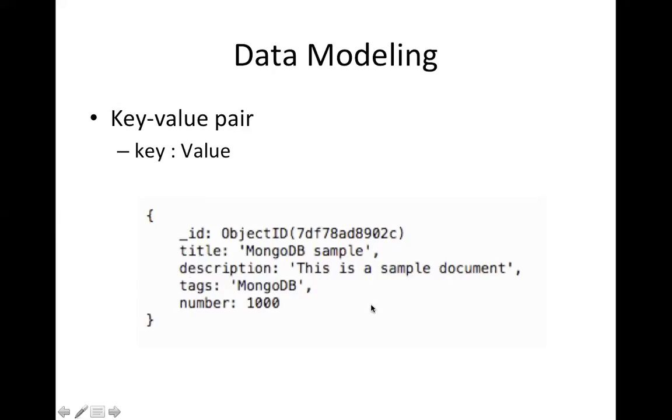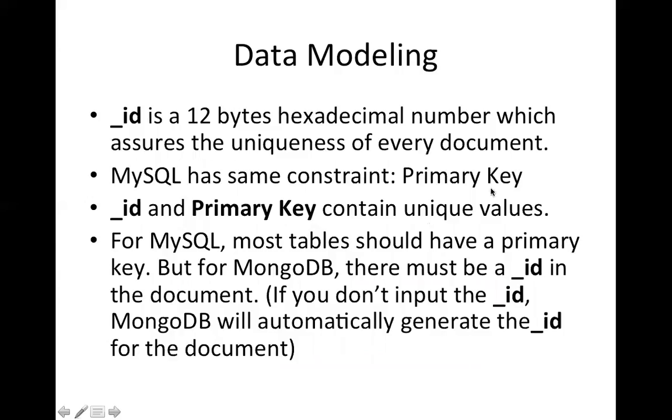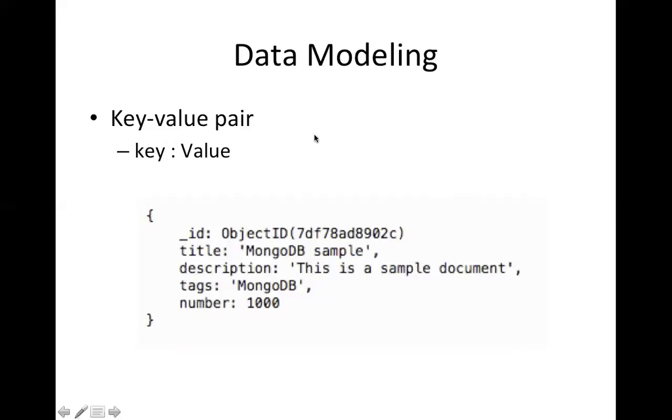When you try to find something, if you know the key, like the title, you just use the title to find the relative value. If you use the title, you can get the string MongoDB sample. If you use the key description, you can get this is a sample document value on your screen. And so on. So you can just use the key-value pairs to find what you want. So let's go back to this document.